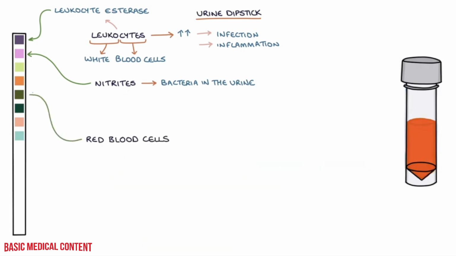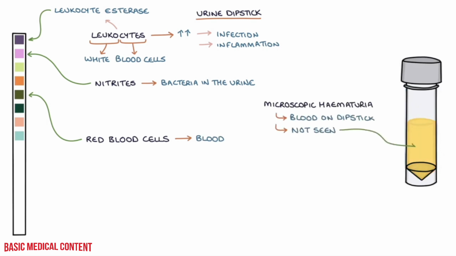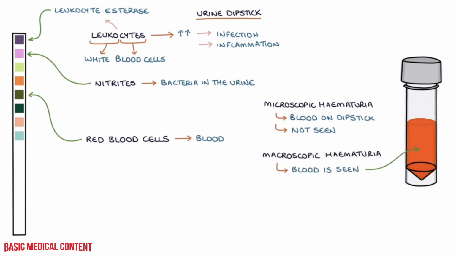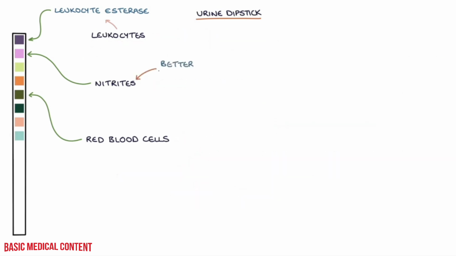Red blood cells in the urine indicates blood. Microscopic hematuria is where blood is identified on a urine dipstick but not seen when looking at the sample. Macroscopic hematuria is when blood is seen in the urine. It's visible inside the urine. Hematuria is a common sign of infection but can also be present with other causes such as bladder cancer or nephritis. Nitrites are a better indication of infection than leukocytes.